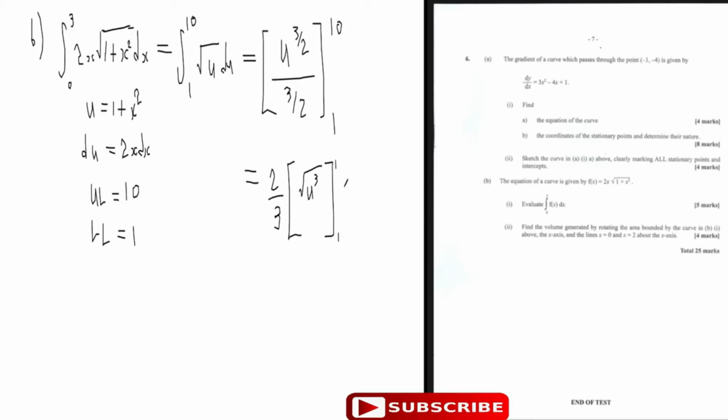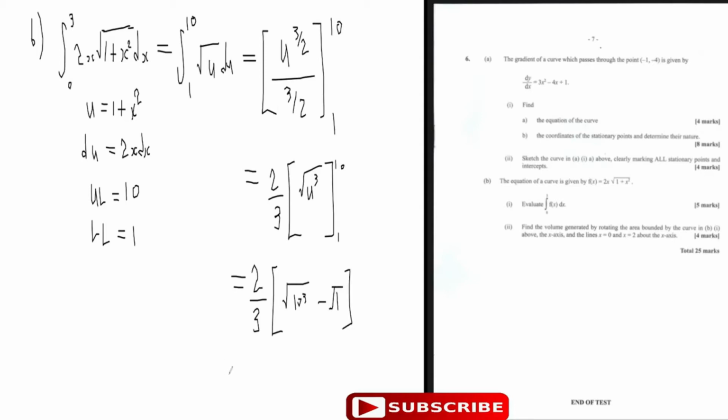Now you can find the integral of that. That's going to be equal to 2 over 3 times, when you plug in 10 cubed, square rooted, minus 1 cubed, square rooted, and you work that out. (Where does 100 come from? That should be 10.)